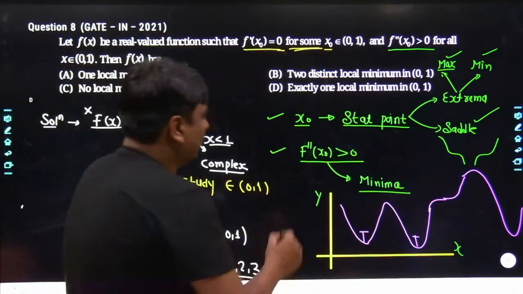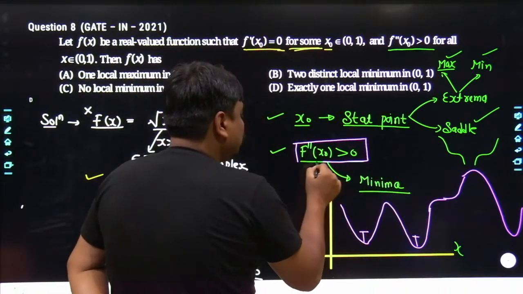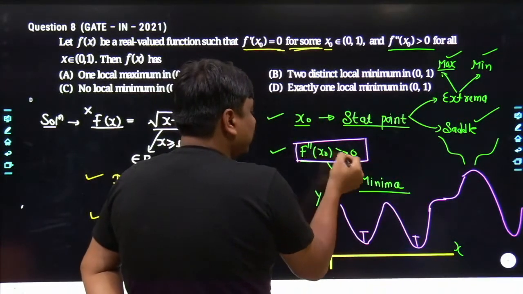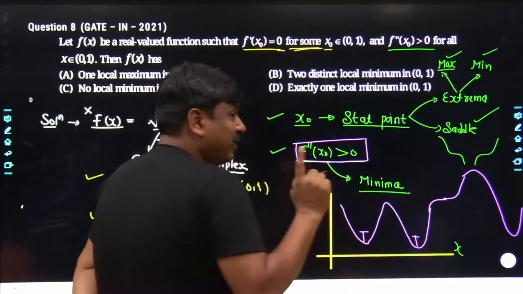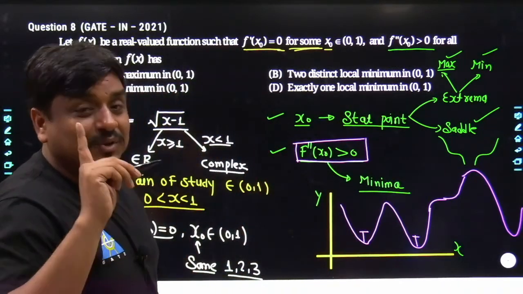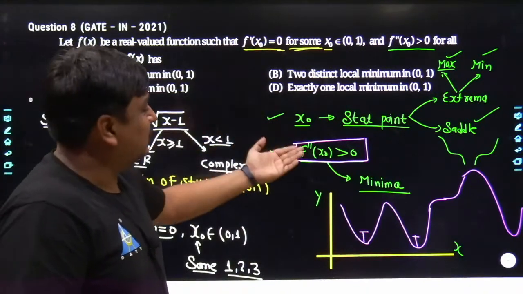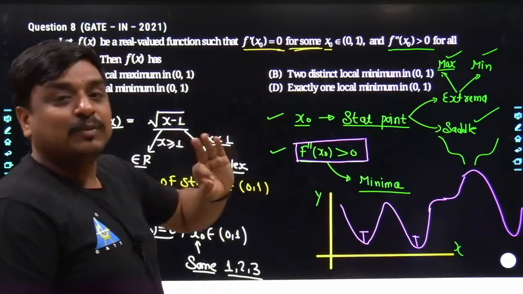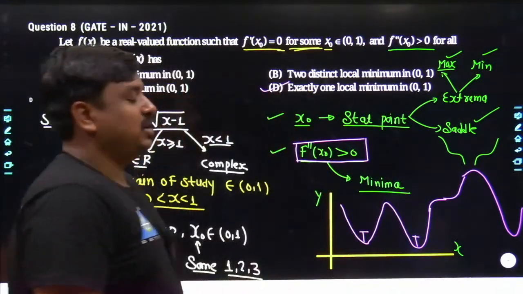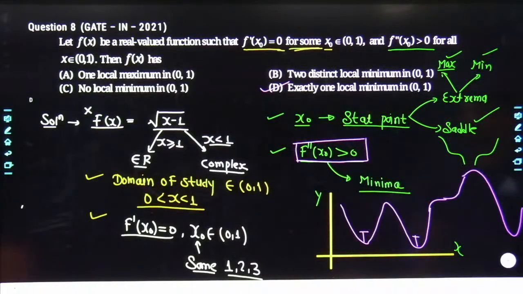And now it has been clearly told, for all possible values of x naught within the open interval of 0, 1, f double dash x naught is greater than 0. That means all possible values are minima. So how many possible values will you be having? Only one, because you are getting only one stationary point, or all stationary points have been minima. That means only one strict minima you would be having, and that is nothing but option D. Could you understand what I am saying?